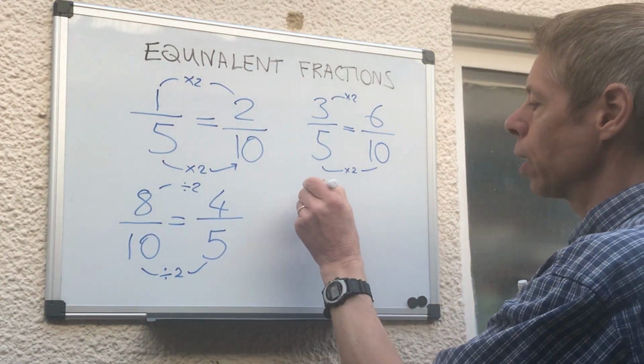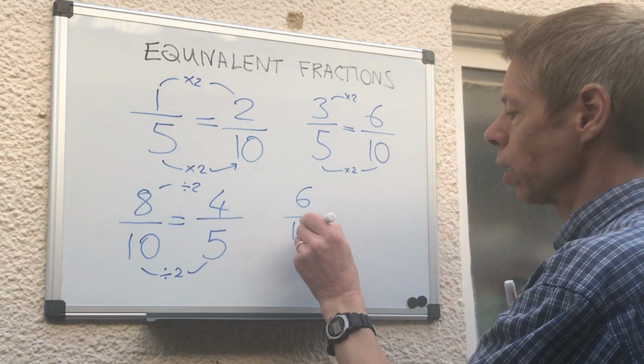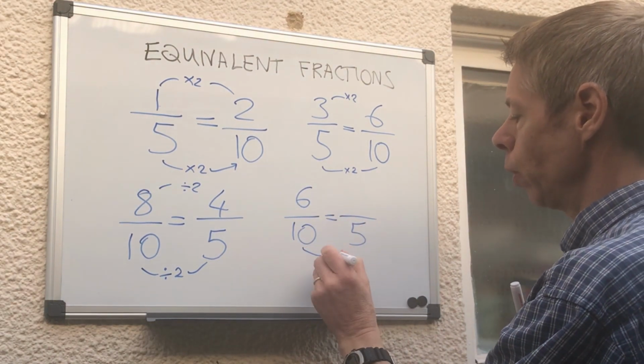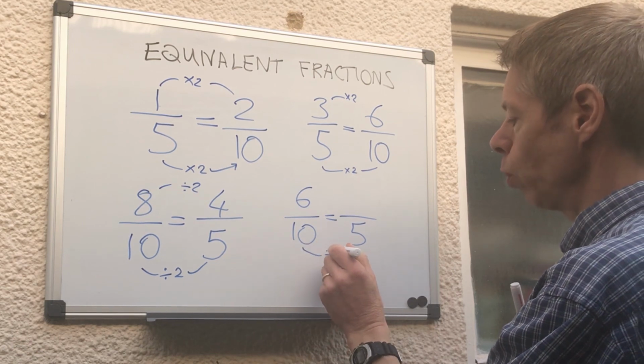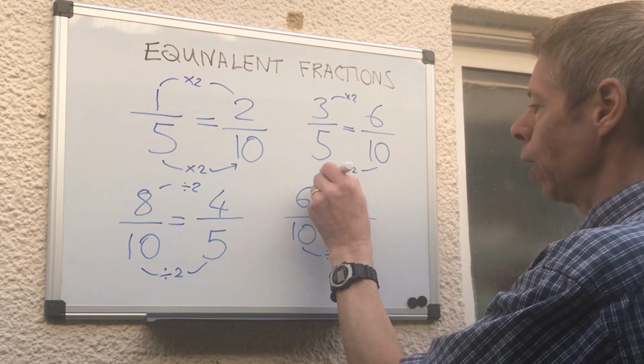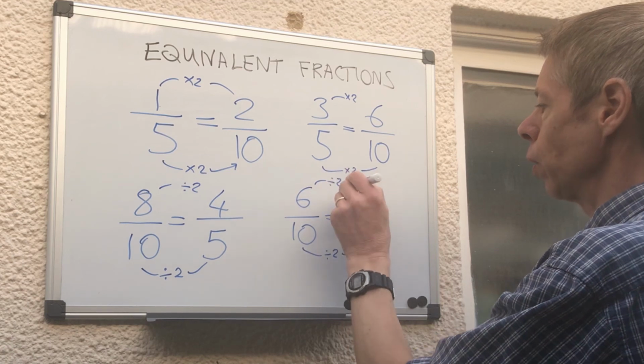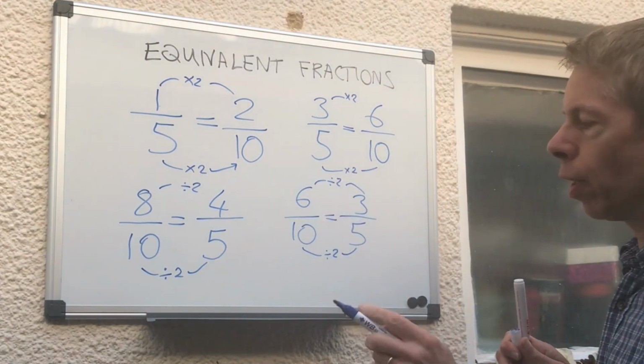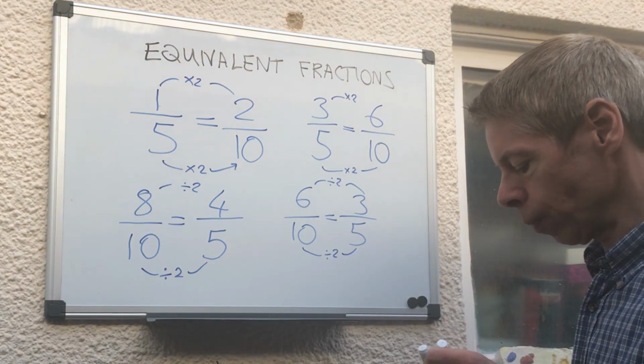Or if we had 6/10, we wanted to know how many fifths it is, we divided 10 by 2 to get 5, so we're going to divide 6 by 2 to get 3, telling us that 6/10 is equivalent to 3/5.